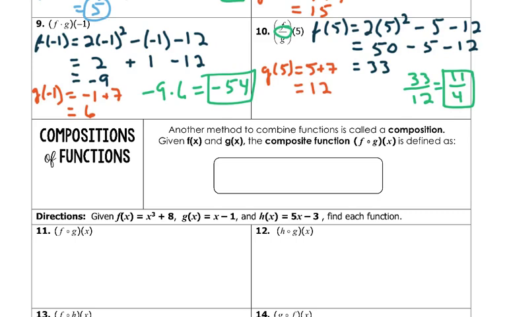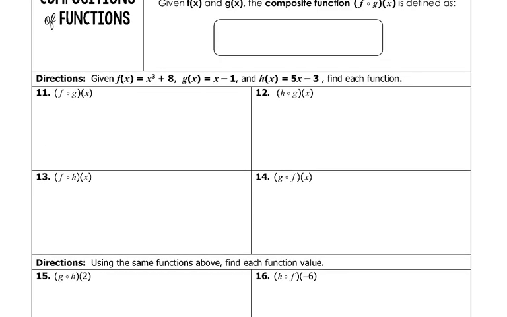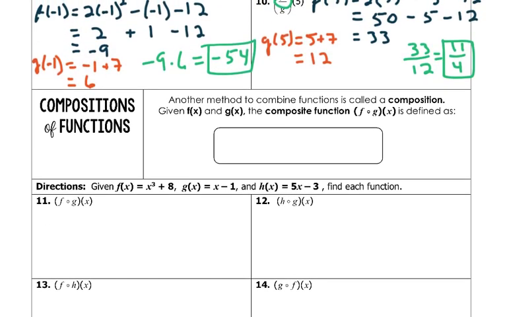All right, last part here of what we're doing. Another method to combine functions is called a composition. All right, given f of x and g of x, the composite function f of g of x is defined as, all right, so we're going to write this down here.